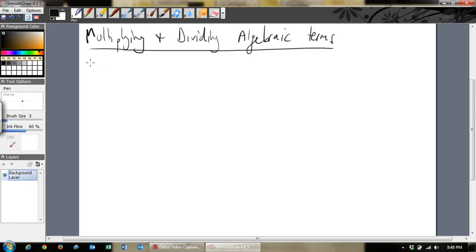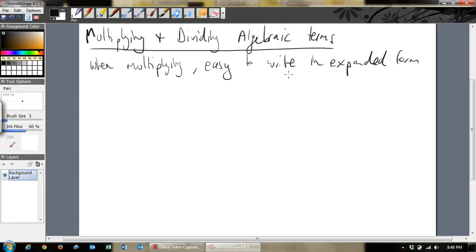The first thing that I like to teach students is when you're multiplying, sometimes it's just easy to write everything in expanded form, and I'll show you what I mean by that in a second. Easy to write in expanded form, and also another tip is that we can change the order. Gee, this is lazy, but change the order of stuff.